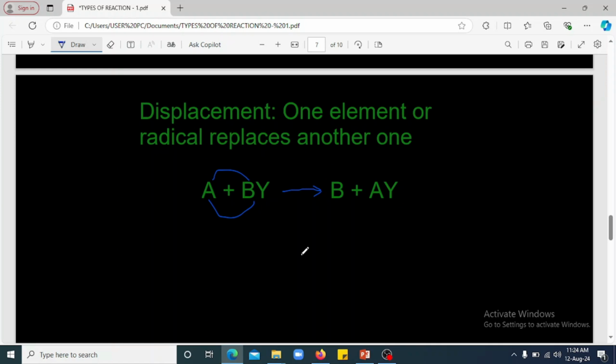In the next class, I am going to start from this displacement reaction. I'll give you examples, and then we continue with the other types of reaction.